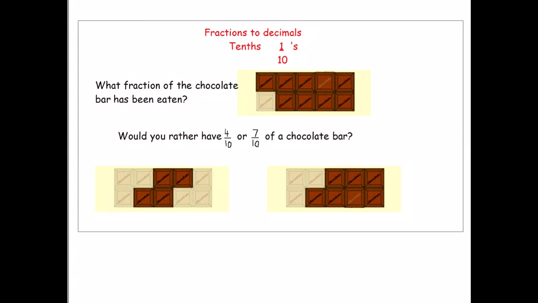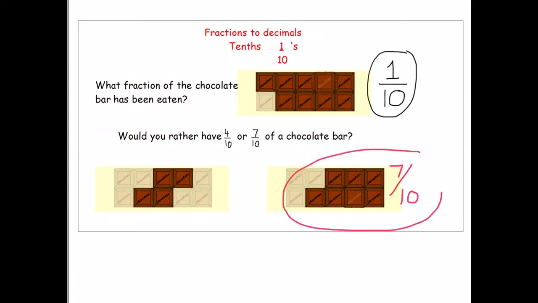Fractions to decimals, tenths. What fraction of the chocolate bar has been eaten? Well, if we look at the chocolate bar, we can see there are 10 pieces, and of the 10, one is missing, meaning 1/10 of the chocolate bar has been eaten. And our second question, would you rather have 4/10 or 7/10 of a chocolate bar? Well, hopefully, if you're like me, you would prefer to have the 7/10, because obviously that would mean you would get more chocolate.